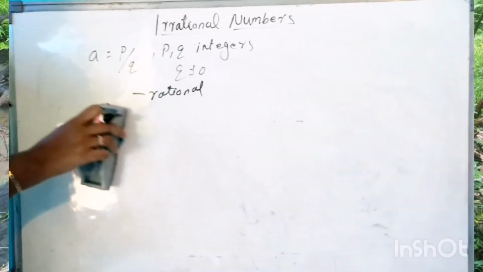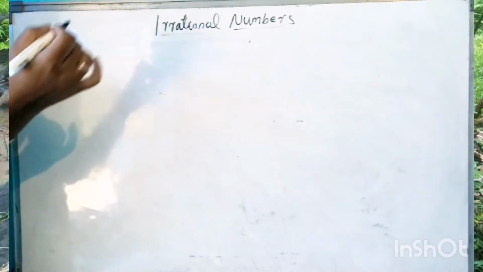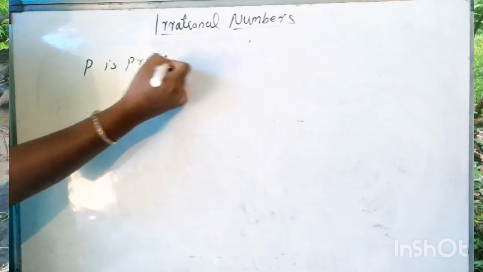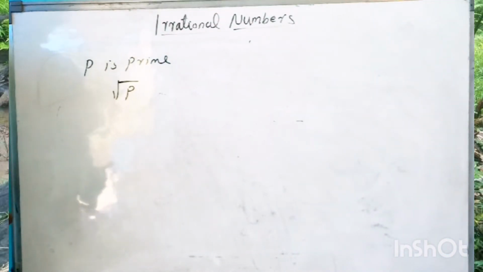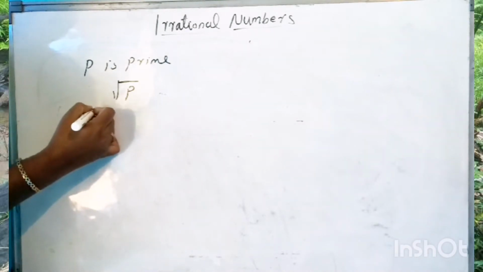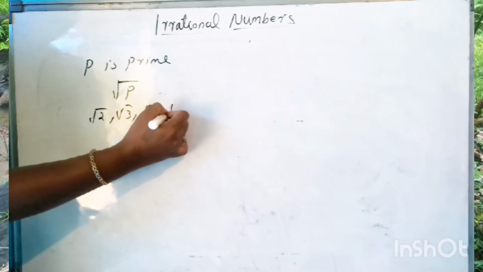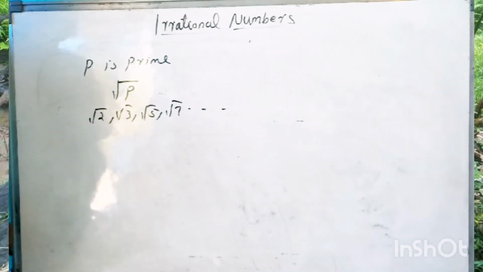Now, root P, where P is a prime number. If P is prime, then root P is always an irrational number. Examples: root 2, root 3, root 5, root 7, etc. These are some examples of irrational numbers.